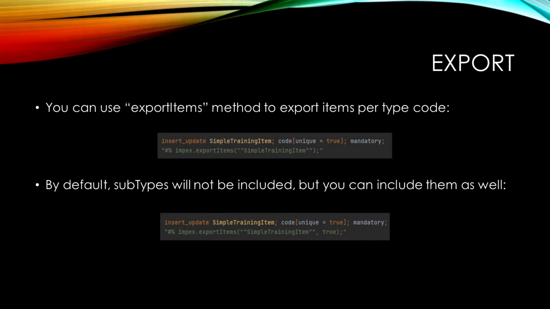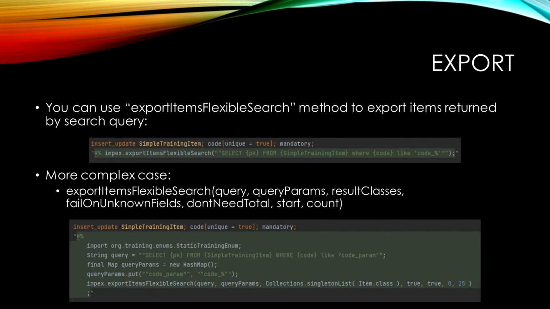Items can also be exported by a certain type. To include the subtypes, an additional Boolean flag should be provided. Items for export can be retrieved with a flexible search query. This is done via the exportItemsFlexibleSearch method. For a more complex case, apart from the query, you can provide query parameters and tagging.